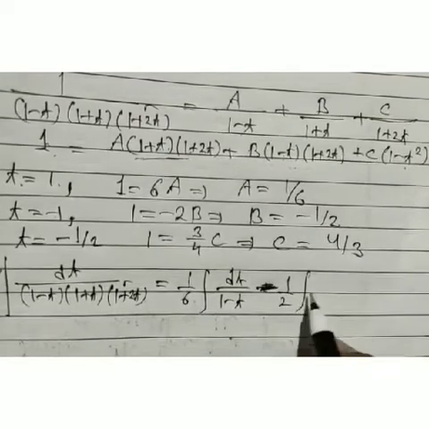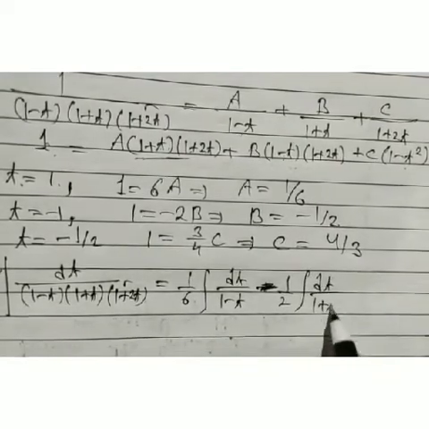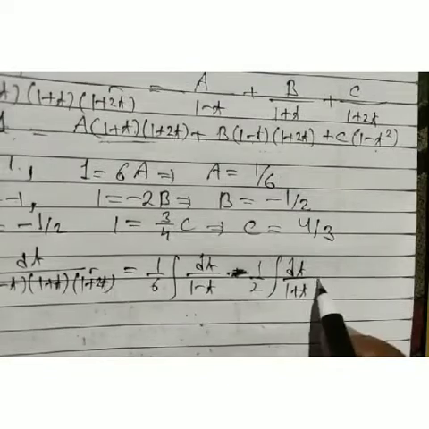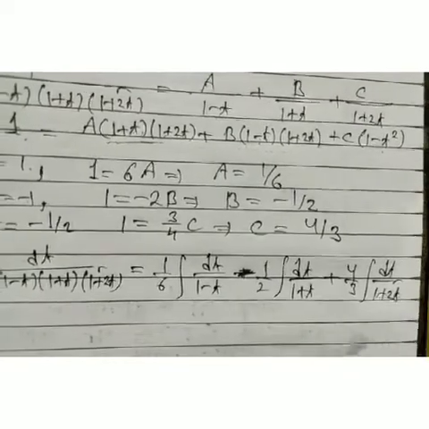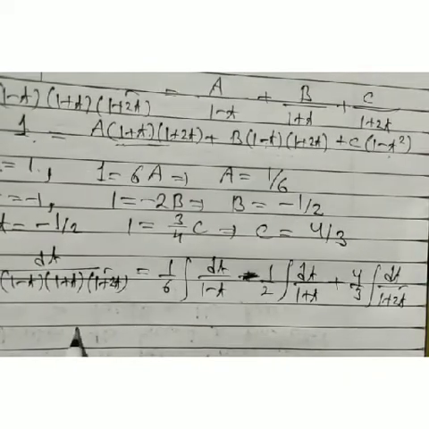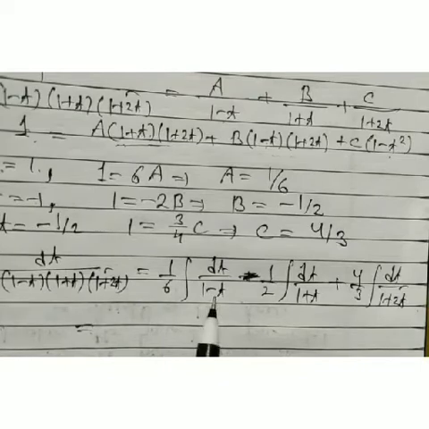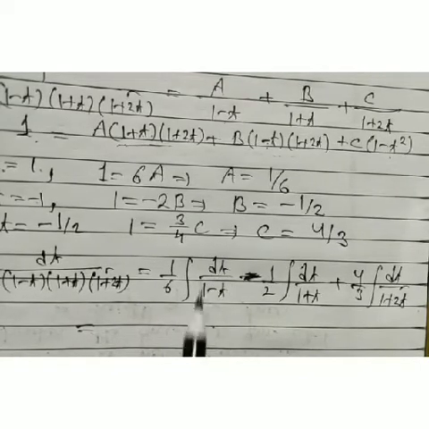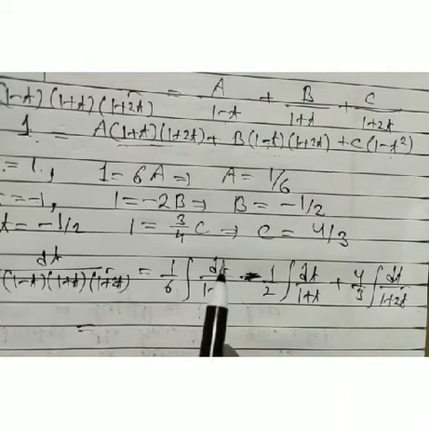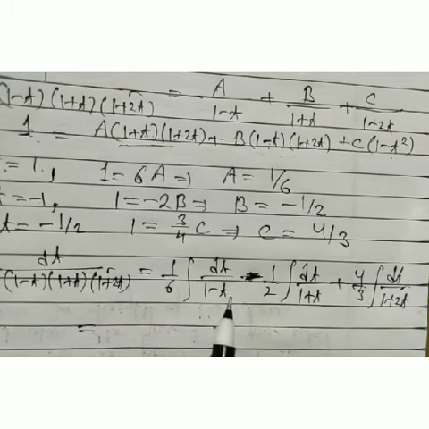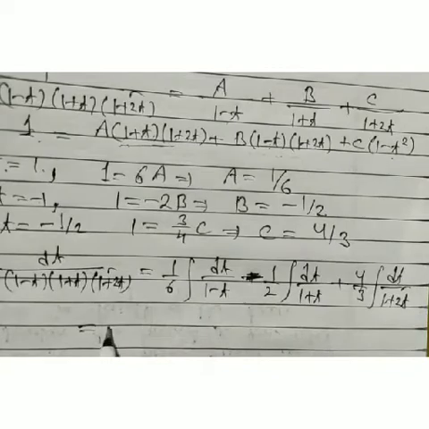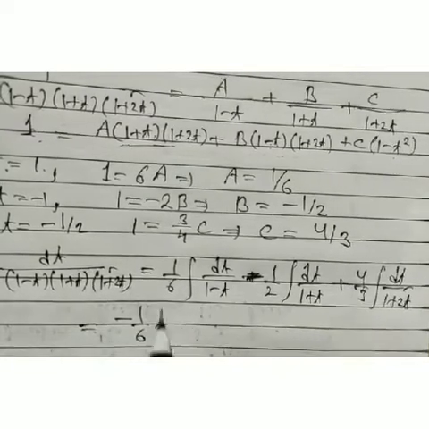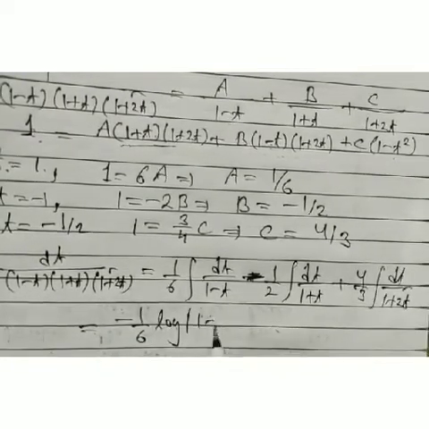Minus 1 by 2 integration of dt upon 1 plus t, and c is 4 by 3 integration of dt upon 1 plus 2t. Now here, when we take 1 minus t equal to m, then dt is equal to minus dm, and we have dm by m, which is a log form. Then we take minus 1 by 6 log m. What is our m? 1 minus t.